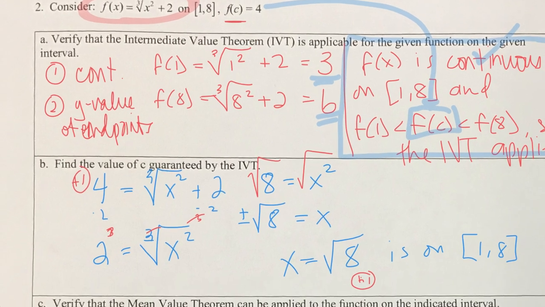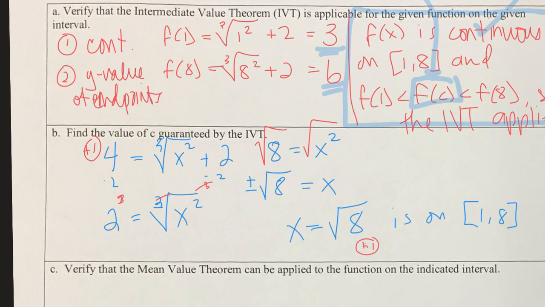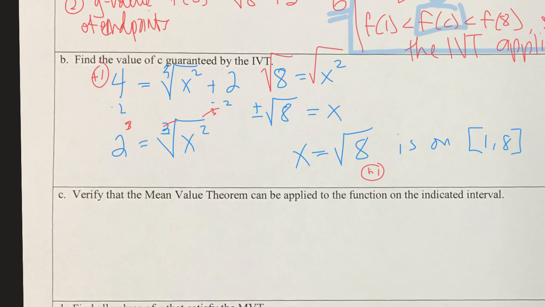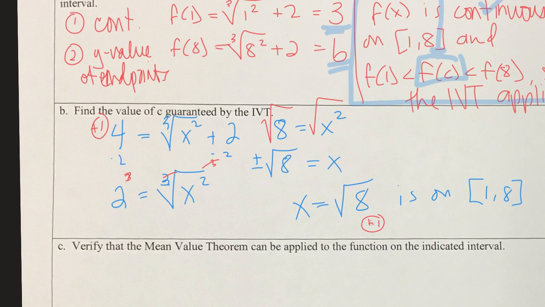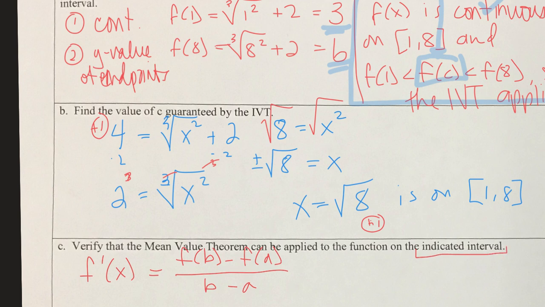Okay, verify that the mean value theorem can be applied on this function on the indicated interval. The mean value theorem says that there is a point where the derivative equals the average rate of change. Right? The instantaneous is equal to the average on this interval. So we have to make sure that it is differentiable on that interval, right? So we have to make sure that this occurs.